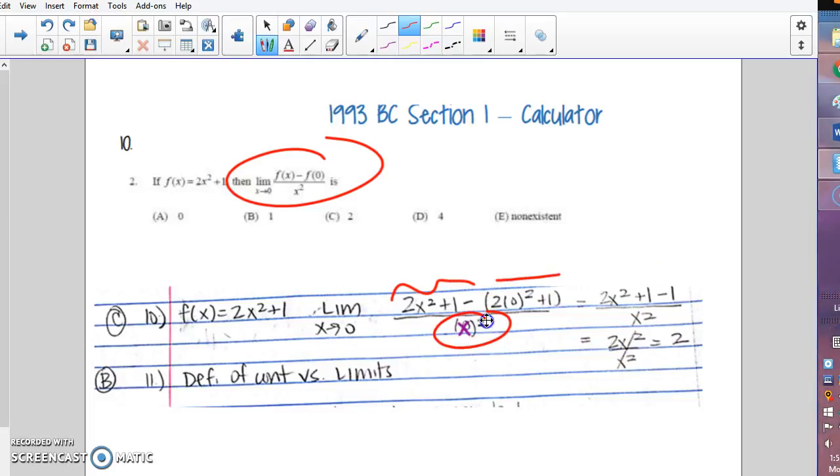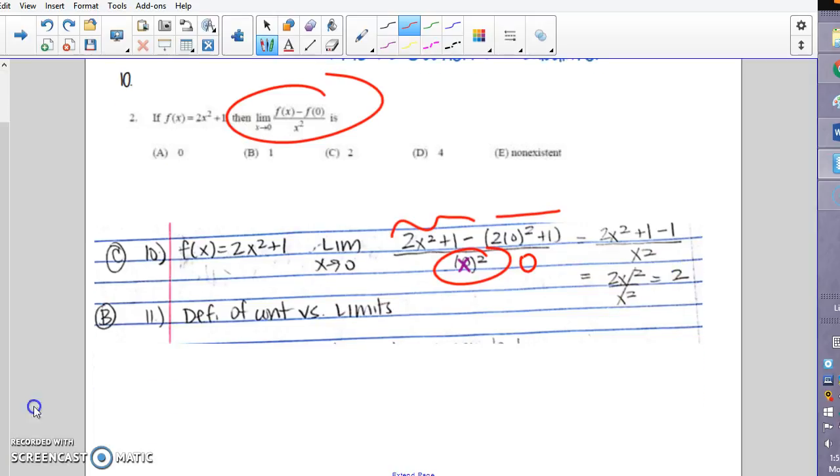I messed up in my very first step and went ahead and made x 0. Went back and just made it x squared, because I saw that once I made it 0, I had 0 in the denominator, and I didn't like that. Made it back into x squared, so I had 2x squared over x squared. Those cancel. The answer is 2.